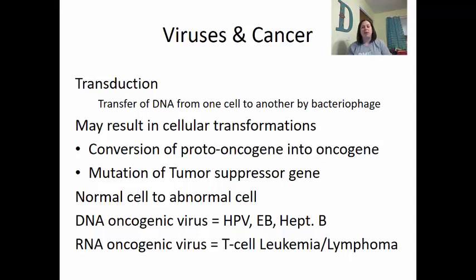Another mutation that can be a problem is if the mutation is in our tumor suppressor genes. This causes these genes to be turned off, and so tumors are not suppressed anymore and your cells will start dividing uncontrollably. Some DNA oncogenic viruses are things like HPV, Epstein-Barr or EB virus, and hepatitis B. Some RNA oncogenic viruses can actually trigger T-cell leukemias and lymphoma.